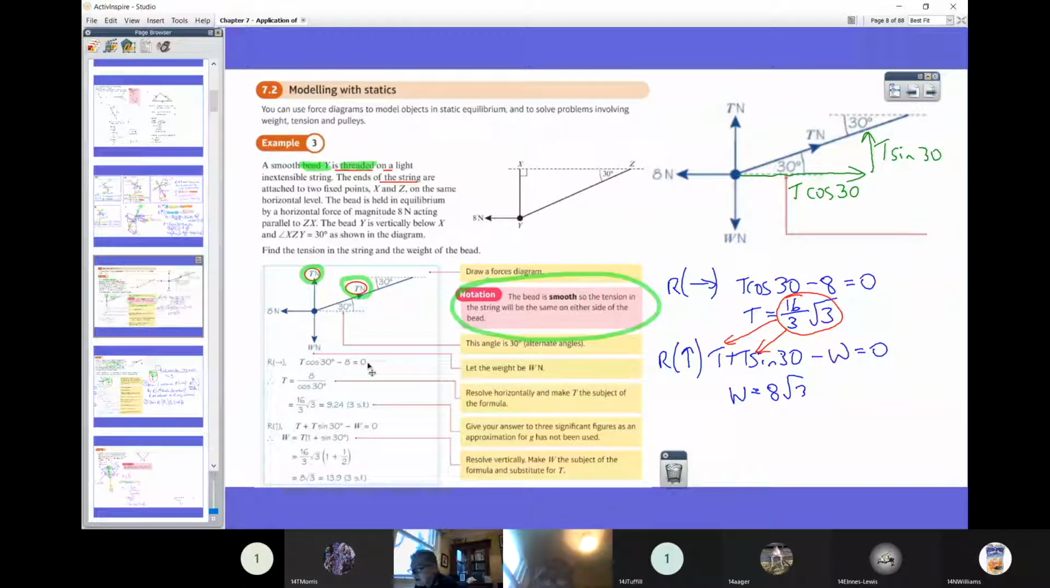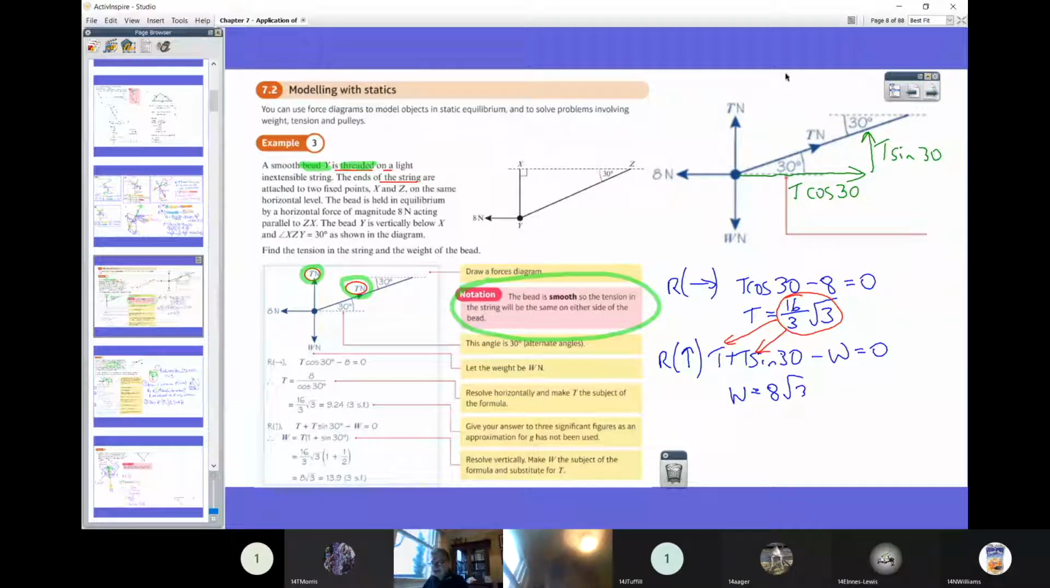F equals MA. We are not accelerating, so our forces all cancel each other out. I'm choosing to resolve horizontally first because T is my only unknown there. I'm resolving horizontally because W is perpendicular, so that doesn't come into play. So by resolving horizontally first, my right hand force, T cos 30, equals my left hand force, 8, so I can work out what the tension is. Then when I resolve vertically, I now know what the tension is, so that allows me to work out what W is. The key thing to take away from this example, exam technique: if you see the word threaded, you immediately make those 2 tensions equal to each other. That's all I want you to take away from example 3.